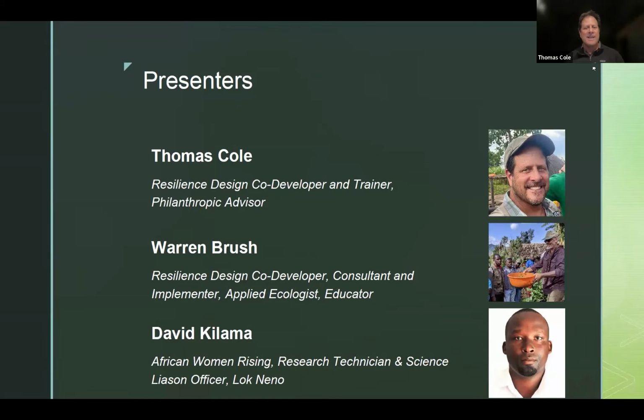And we have David Kalama, who I call the professor. He's the research technician and science liaison officer with African Women Rising, coming out of Gulu University, but he's based out of our Loch Neno Training Center in Palabek Refugee Settlement. So the three of us are talking today.